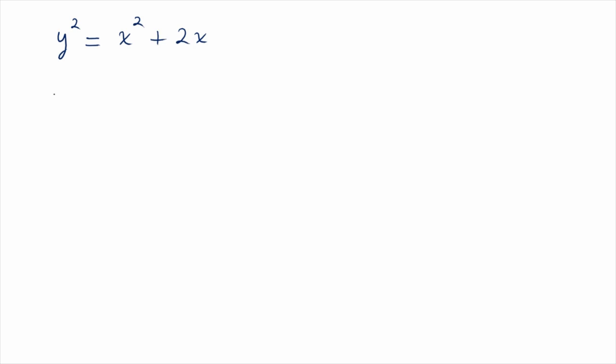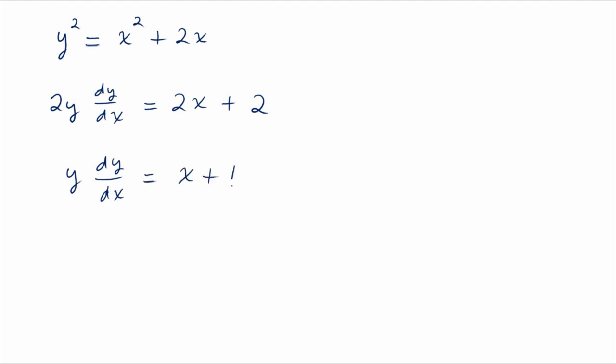So left hand side, y squared, we would get 2y times dy/dx equals, right hand side, the derivative of x squared is just 2x plus the derivative of 2x is just 2. We now want to solve this equation for dy/dx. Notice we can divide both sides of the equation by 2, giving us y times dy/dx is equal to x plus 1. And now to find dy/dx, let's divide both sides by y.